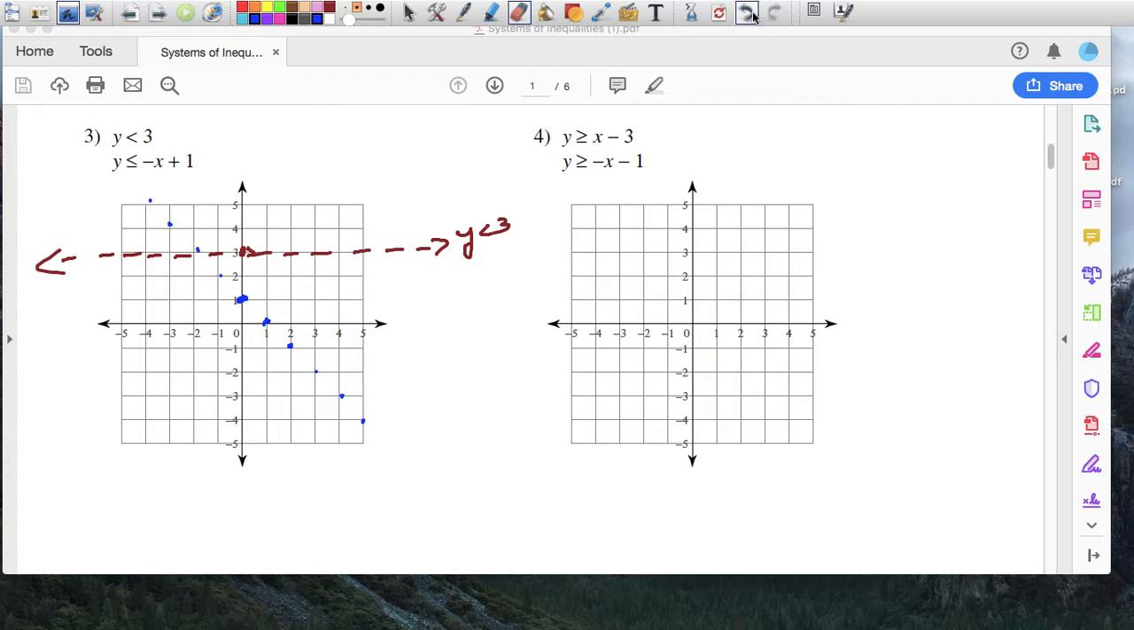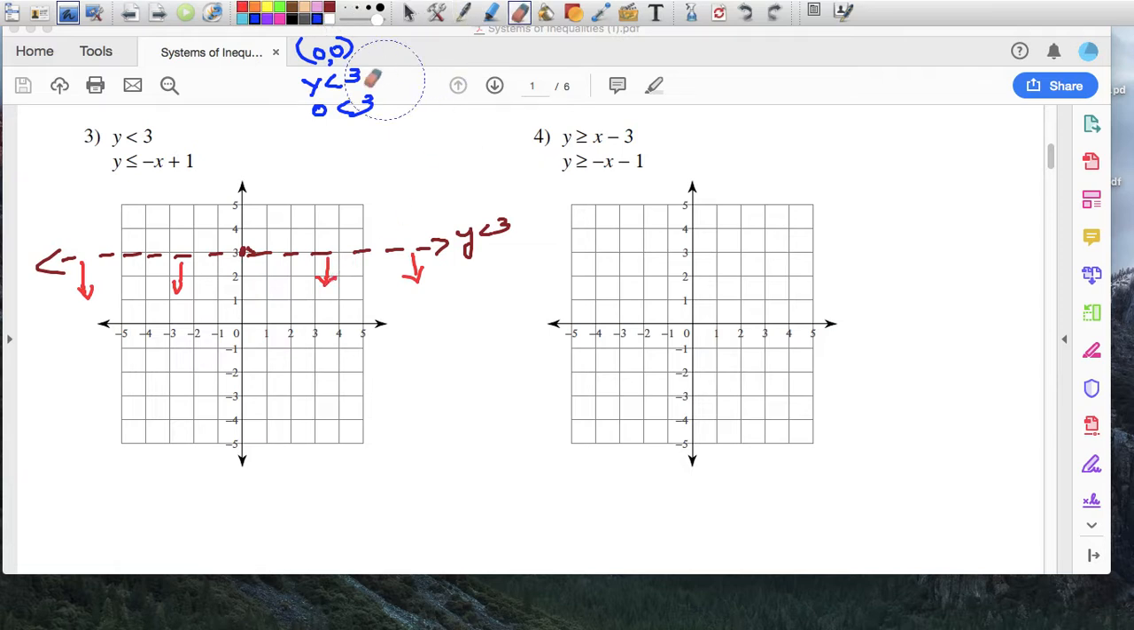Oops, I forgot to do the test point. Shoot. Okay, so it was here. Let me pick 0, 0. So for y less than 3, let me pick 0, 0. But the only number I'm going to substitute is the y value, which is 0. So it's 0 less than 3. Yes, it is. So we know that we want this. Okay. And you know what? I'm going to make it just a little bit tinier, just like this. And then I'll do the rest.